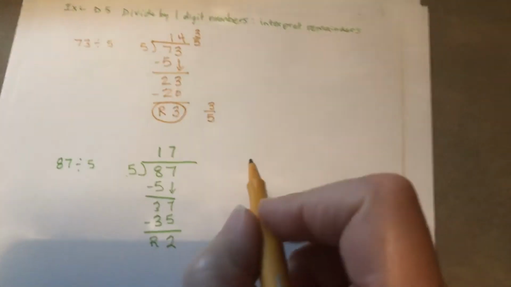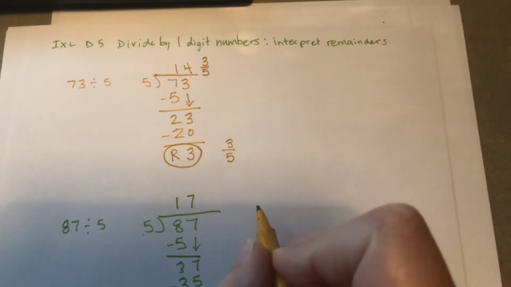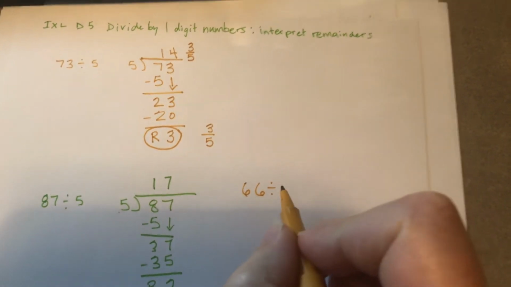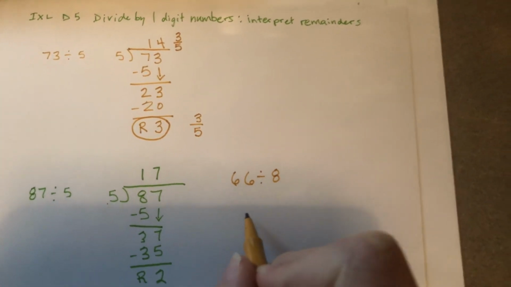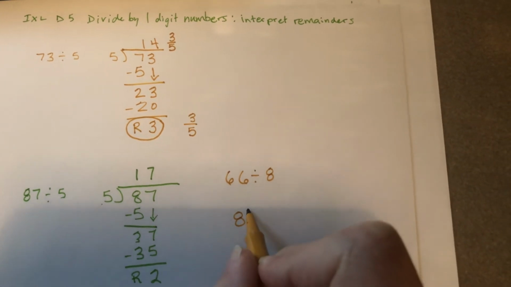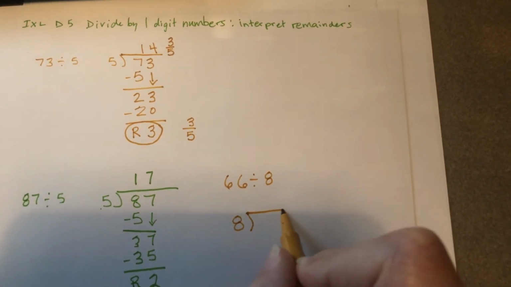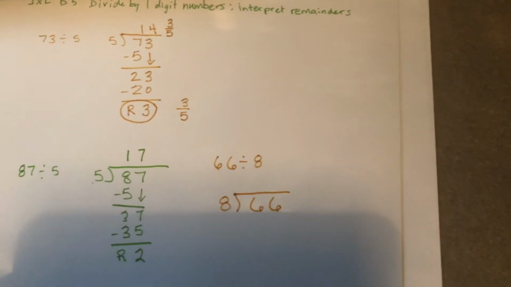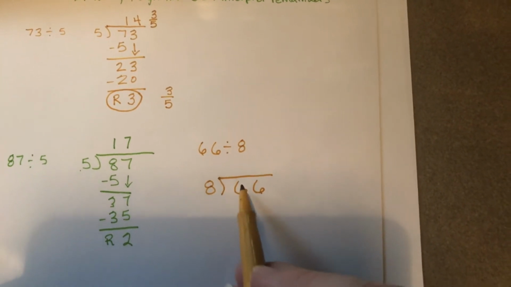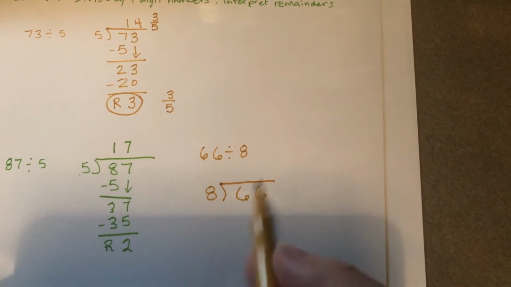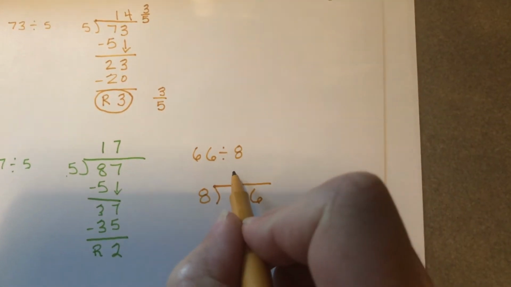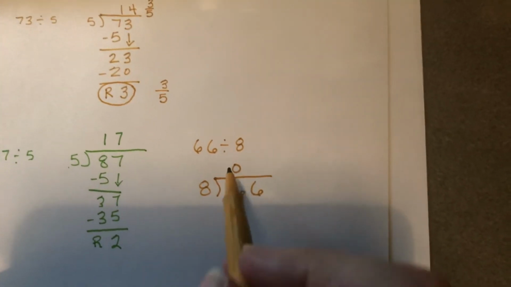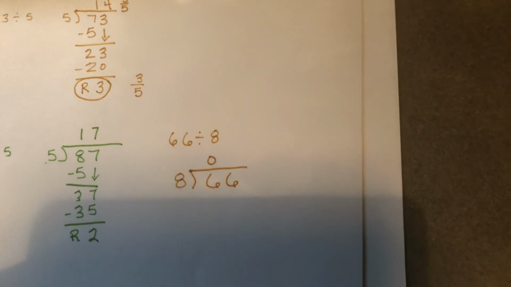So what do we have? We have 66 divided by 8. How many groups of 8 go into 66? We look at the largest place value first. 6 divided by 8, we can't do that. Sometimes it helps, if you want, to put a 0 there as a placeholder, but you don't need to.